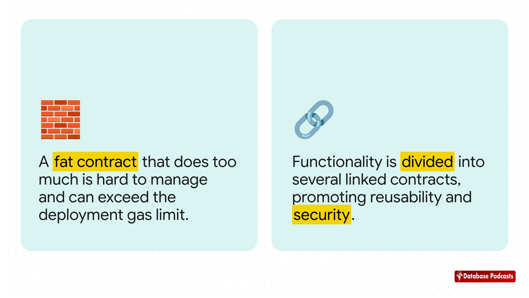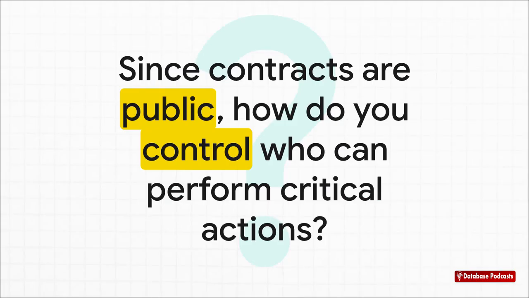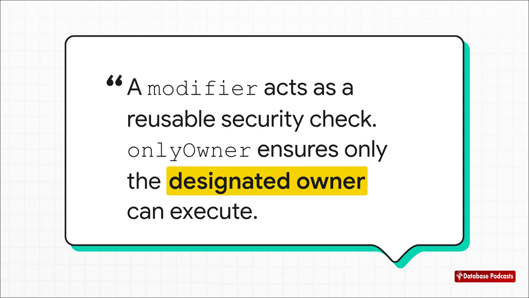Okay, this is a huge one. The code is public. The functions are out there for anyone to see. So how do you stop a random person from calling a function that transfers all the money out or changes the owner of the contract? The secret sauce here is something called a modifier. You can think of it like a reusable security guard for your functions. For example, this onlyOwner modifier checks if the person calling the function is the contract's owner. If they are, the function runs. If not, the whole transaction just fails right there.